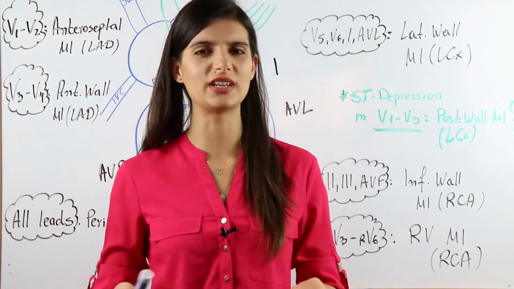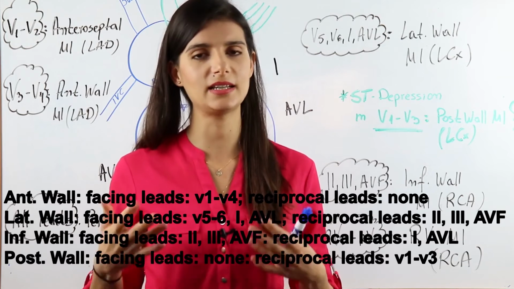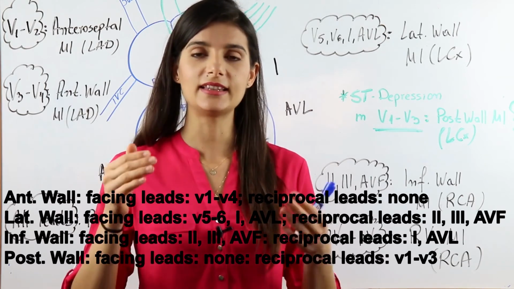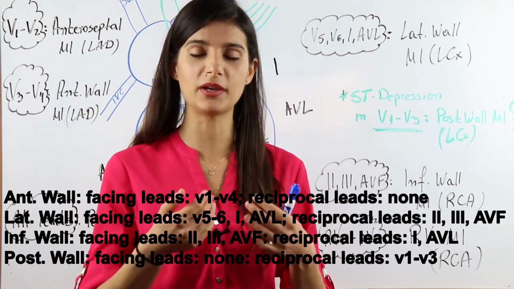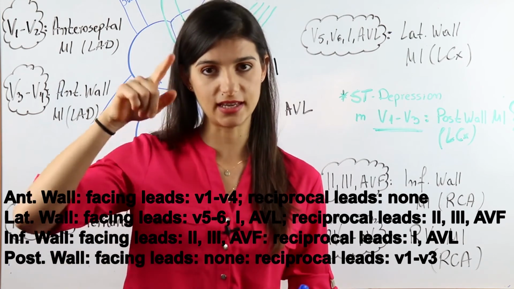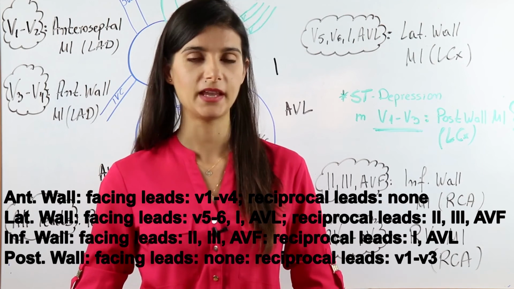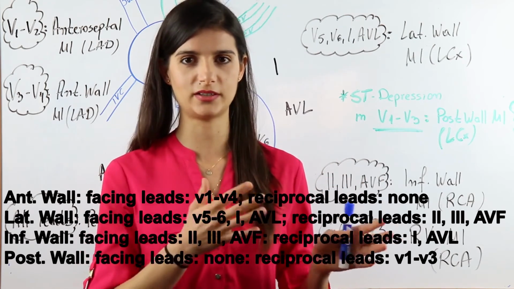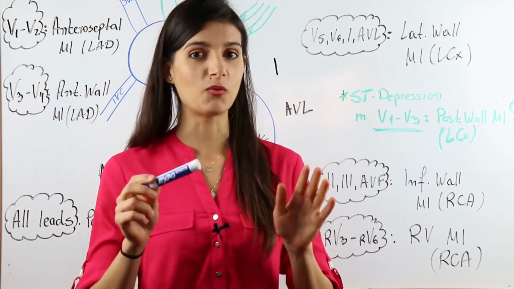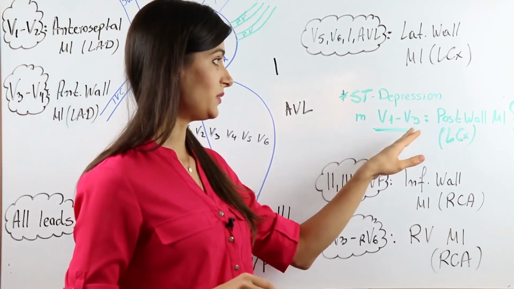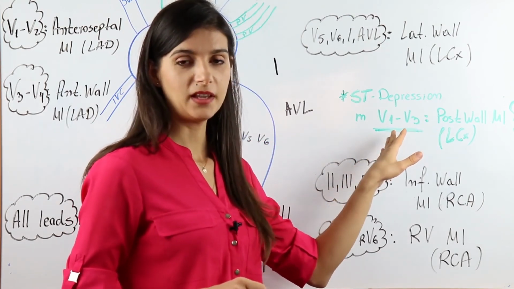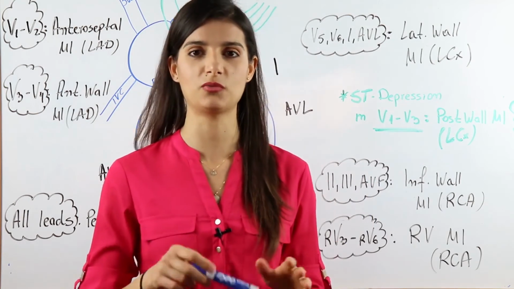Now, what are reciprocal changes again? It basically means that the EKG leads that are directly facing the acute myocardial injury will have ST elevations on them, whereas other leads will have ST depressions. And here you can see a table with the reciprocal leads. Now, once you find these ST depressions in V1 to V3, you have to start suspecting posterior wall MI.